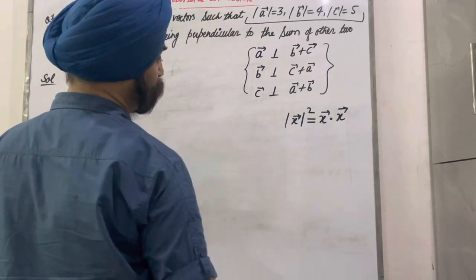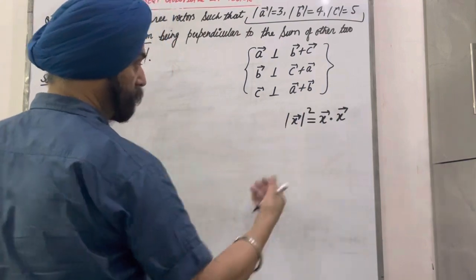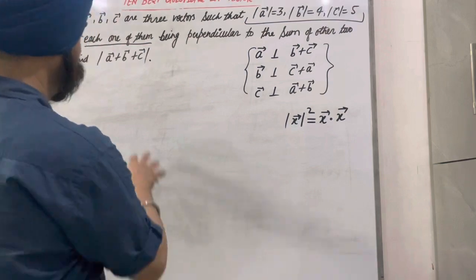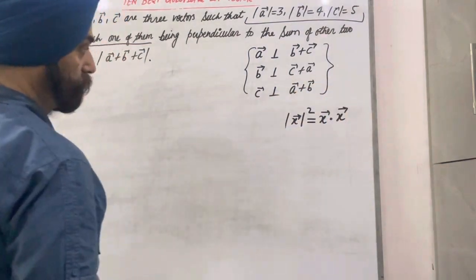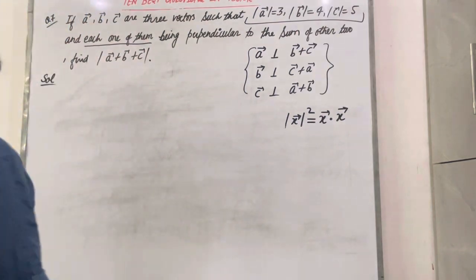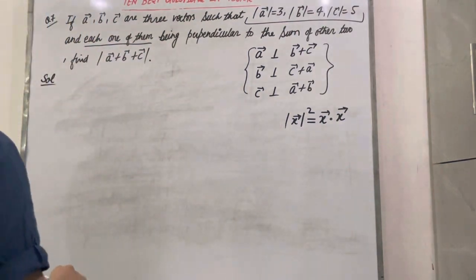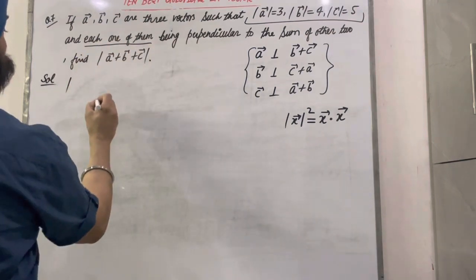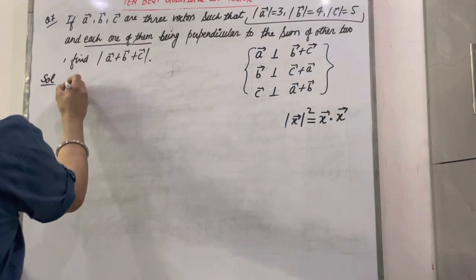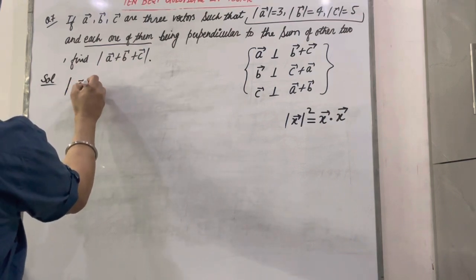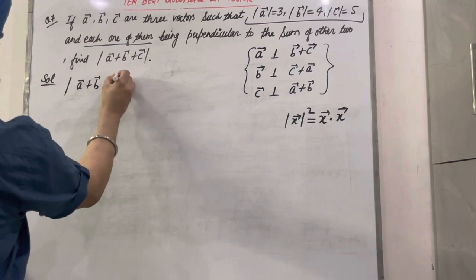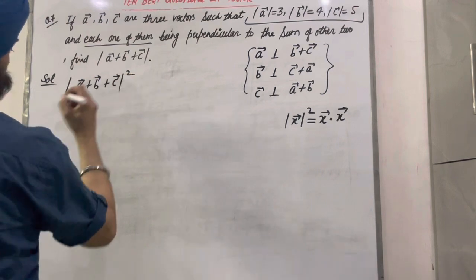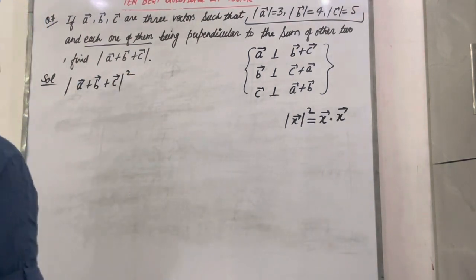So it is advisable that you start with the square of the magnitude, and at a later stage when you simplify and when we wish to write the final expression for the magnitude, you can take positive square root towards the end of the question. So let us keep that in mind and start with, since here also they're asking for the magnitude of vector A plus vector B plus vector C. So let's start with magnitude of vector A plus vector B plus vector C whole square. This is what we need to start with.